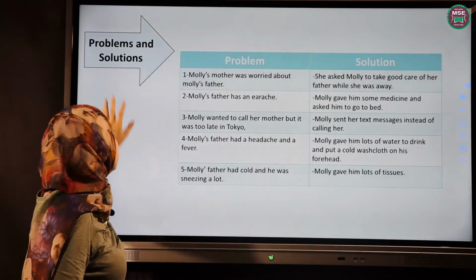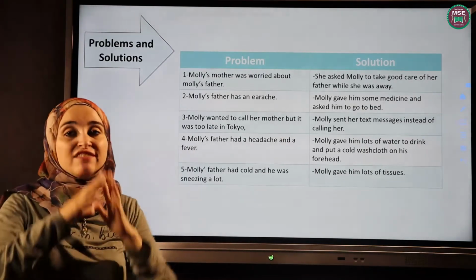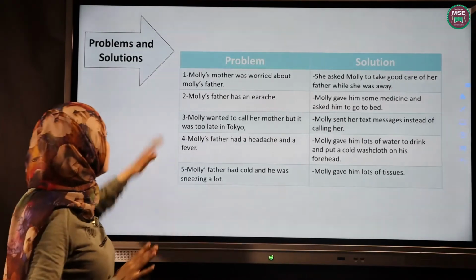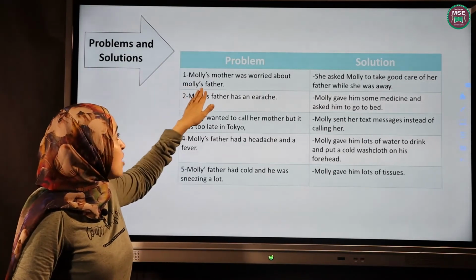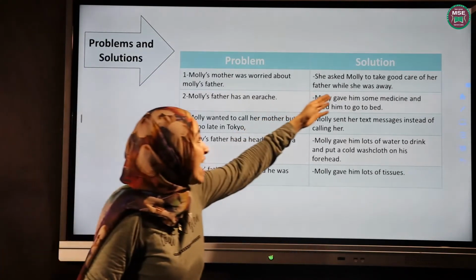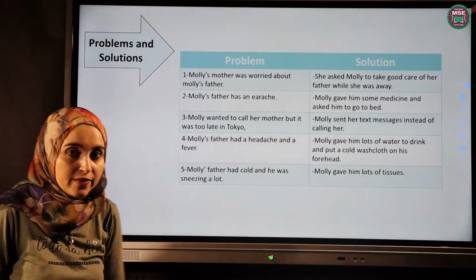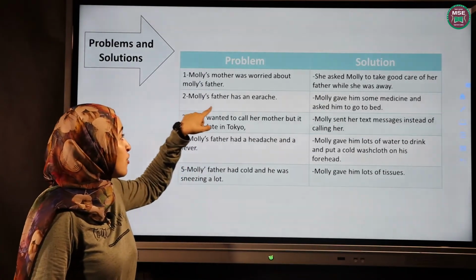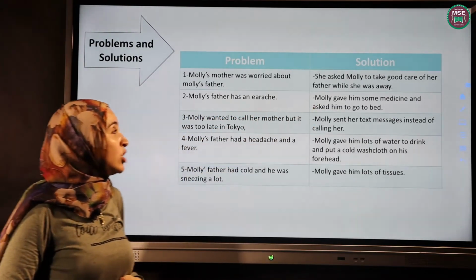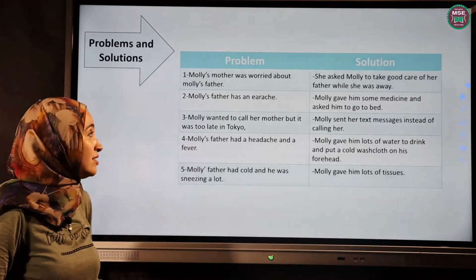Let's go to the problems and solutions. Here in this passage, we don't have only one problem. We have many problems Molly faced. The first one, Molly's mother was worried about Molly's father. And the solution was she asked Molly to take good care of her father while she was away. The second problem was Molly's father has an earache. The solution was Molly gave him some medicine and asked him to go to bed.